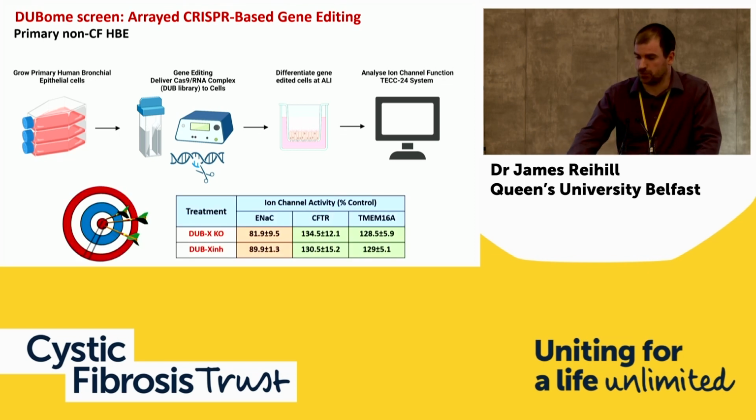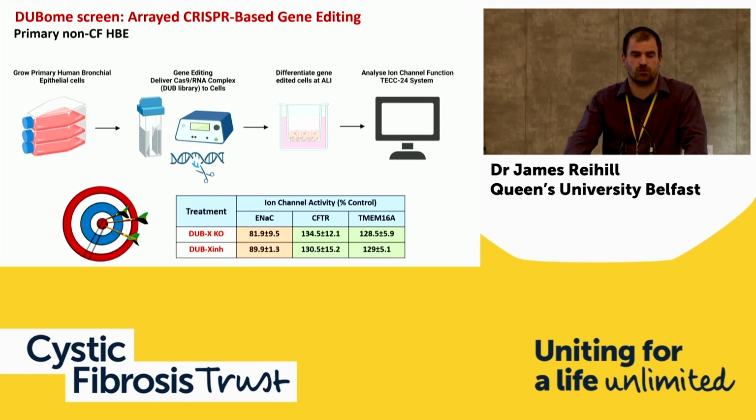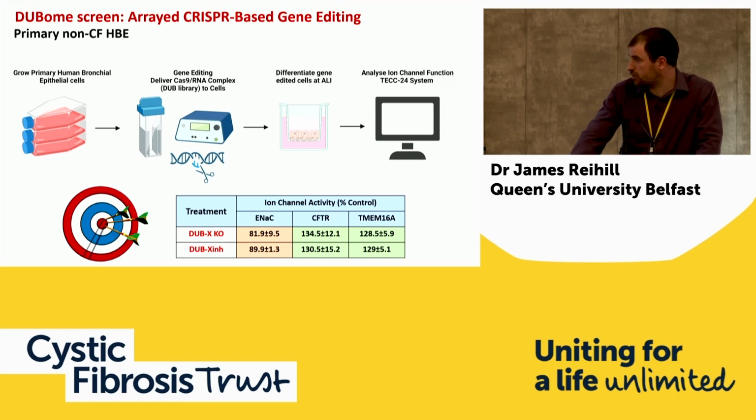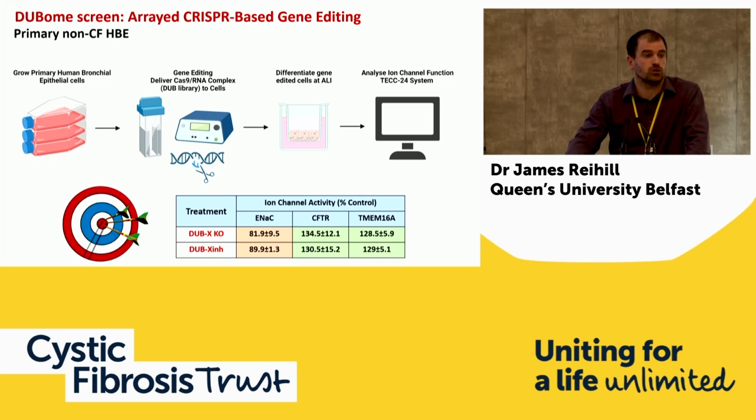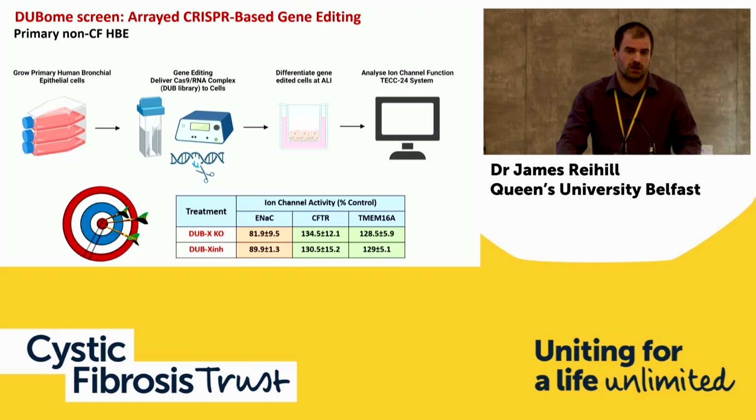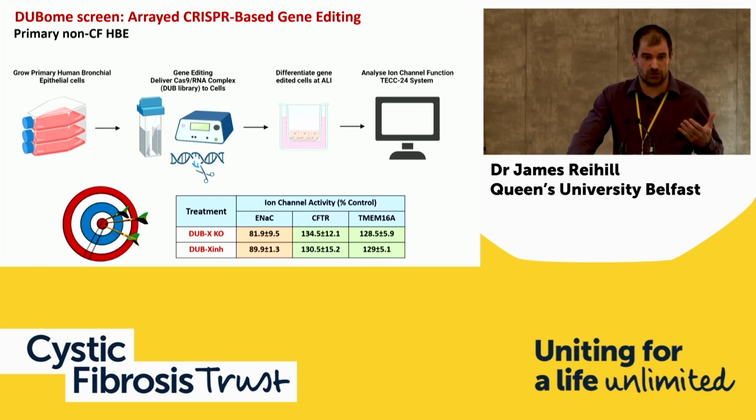Then I'll just talk about one candidate that emerged of particular interest, which I'll refer to as DUBX, as we still explore the commercial opportunity with that target. We were interested in it because it not only increased CFTR activity by around 35%, but also had potential beneficial effects in increasing TMEM16A by around 30% and blunting ENaC activity by around 20%. We followed up those knockout studies with a pharmacological inhibitor developed by the company. It's highly potent and selective for this target. Again we found similar results: increased CFTR activity, increased TMEM16A to a degree, and perturbed ENaC activity.